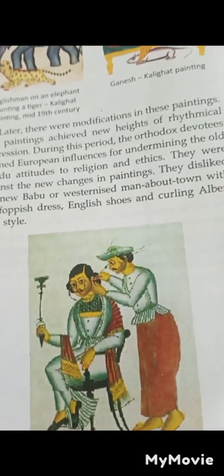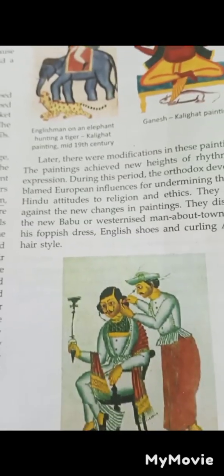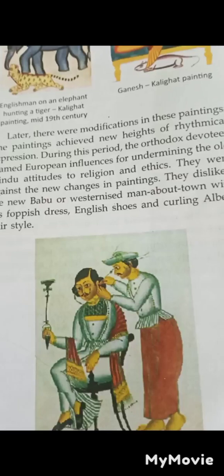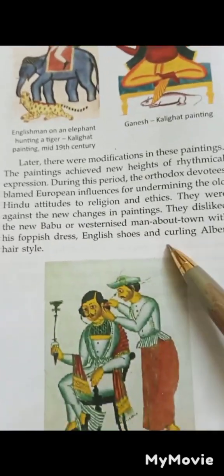So this one was not liked by our ancestors, or we can say the persons of our society at that time, such as the English shoe and curling, Albert hairstyle, all these things were not liked by them.